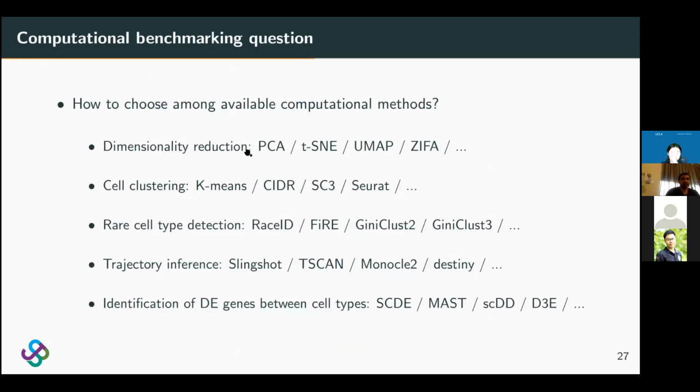For dimensionality reduction, we have these methods: clustering, rare cell type detection. If you want to detect a small cell cluster that may be missed by global clustering, you may want to apply a rare cell type detection method. Trajectory inference methods we have seen already, and the identification of DE genes between cell types. So each task has many methods available, but how do we choose one?